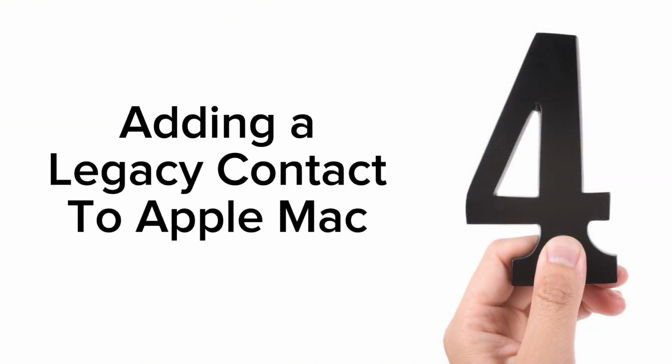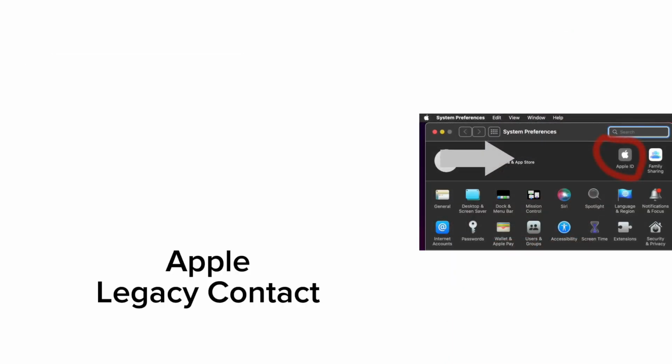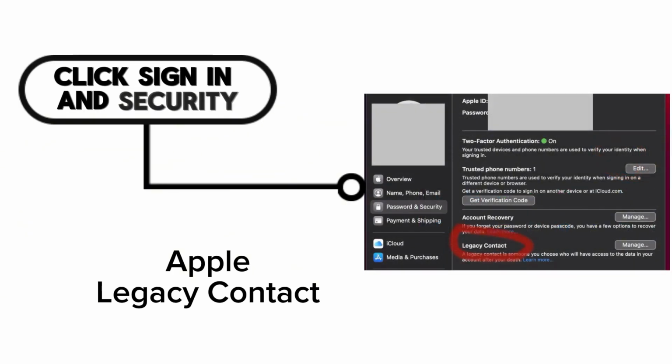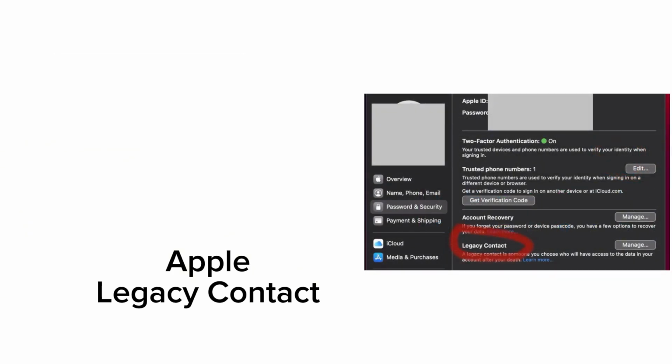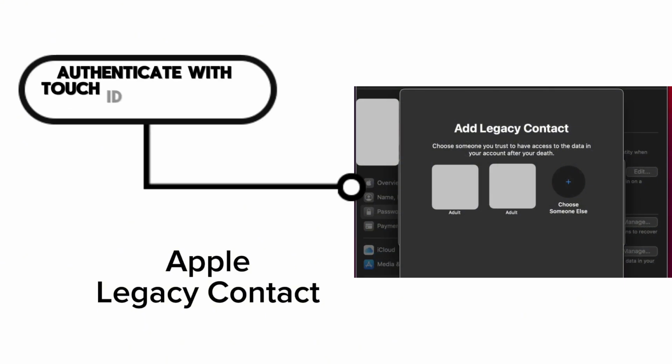Step 4. Adding a legacy contact, Mac. Choose Apple Menu System Settings, then click Apple ID. Click Sign In and Security, then click Legacy Contact. Click Add Legacy Contact. Authenticate with Touch ID or your Mac login password.